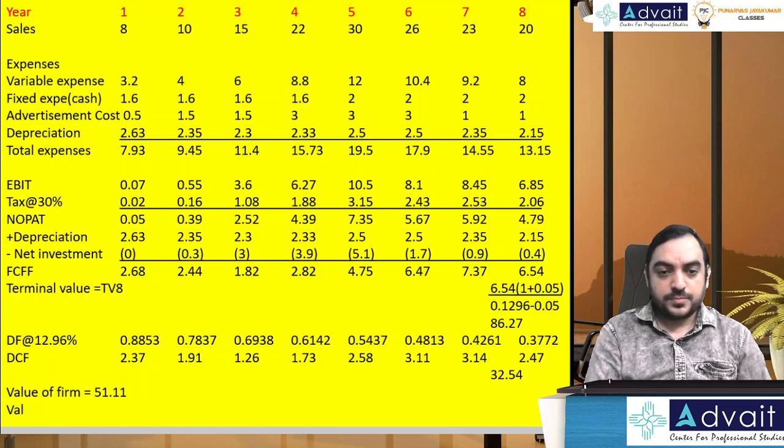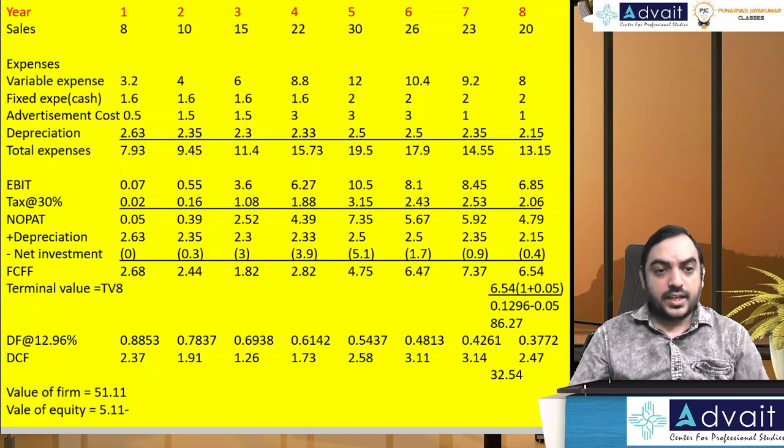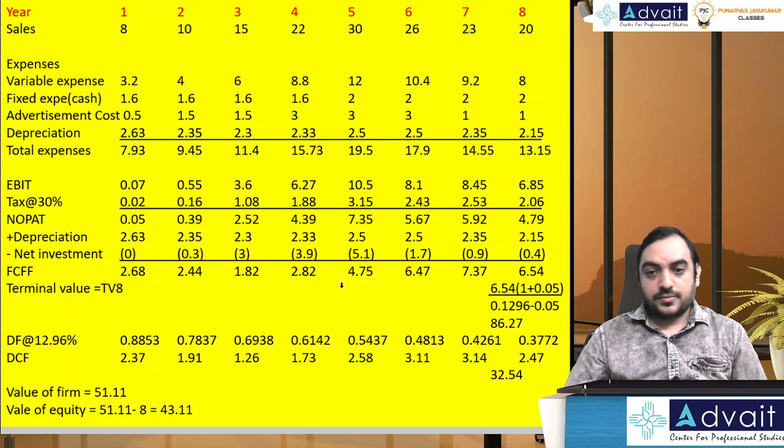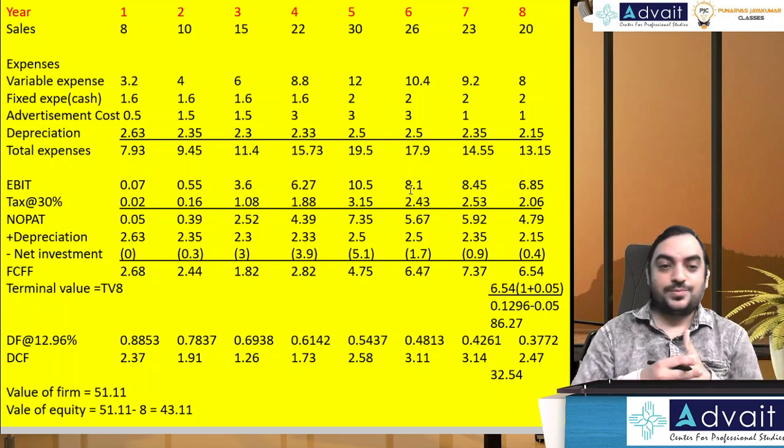So value of equity, 51.11 minus debt. Debt amount is 8, I think, right? Bonds, 8. Okay. So 51.11 minus 8, 43.11. If you divide by the number of shares, you get the value per share, if they ask. Anyway, you can remember these are all in millions. In the heading you can write these are all in millions.